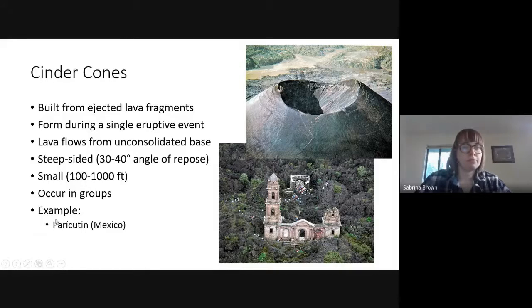And the best example of cinder cones are in Paricutin in Mexico, which basically these eruptions popped up. We had this sort of single eruptive event that took over the town, and lava flowed all over the town, destroyed everything in the town, and then it hasn't been active since that one eruptive event.